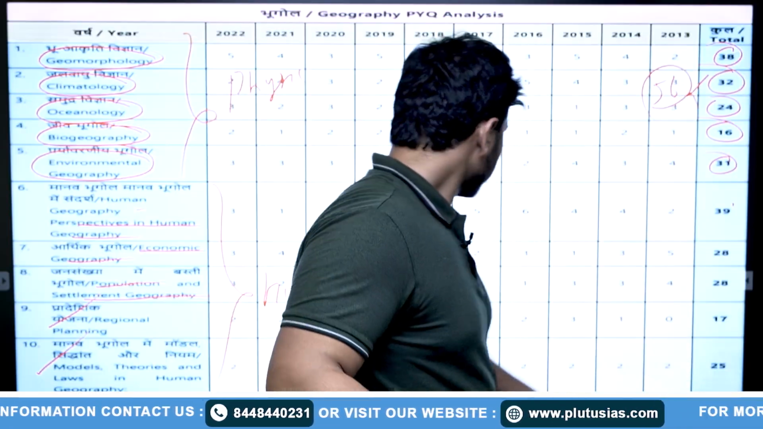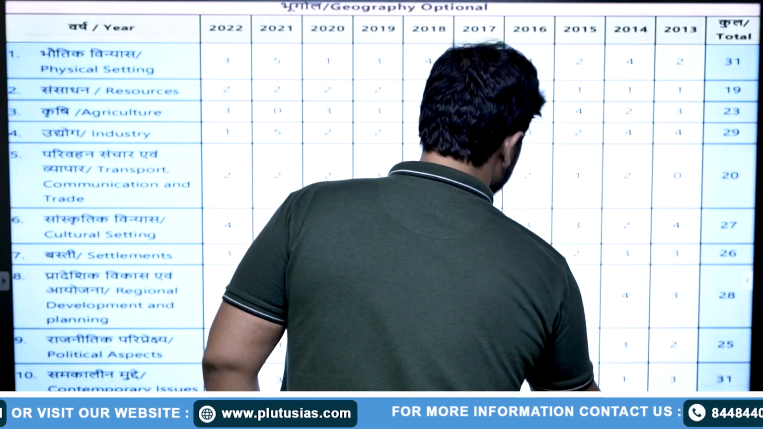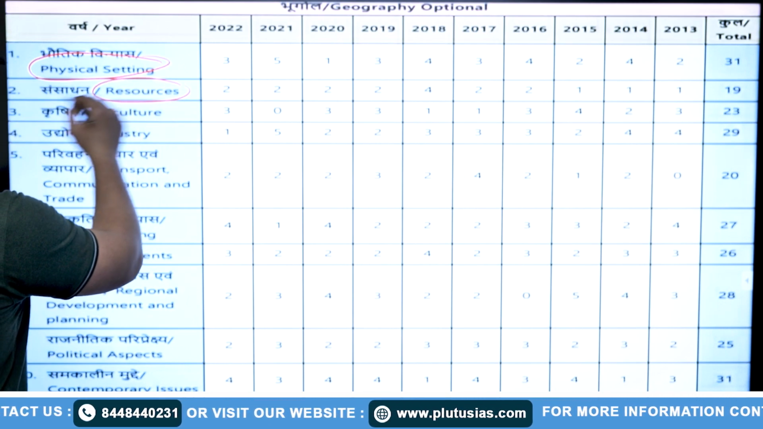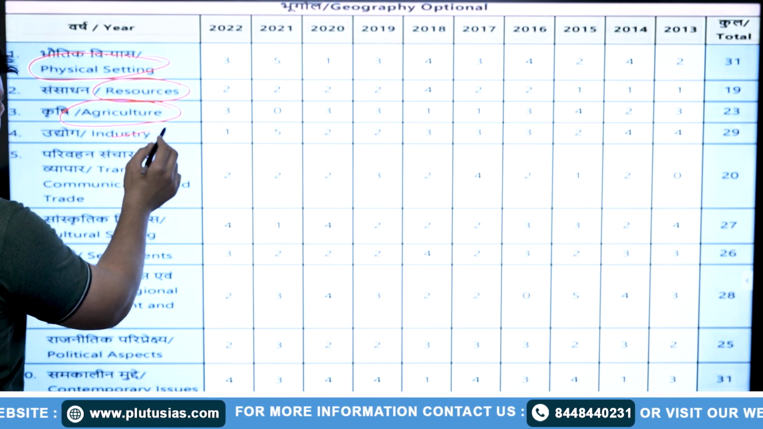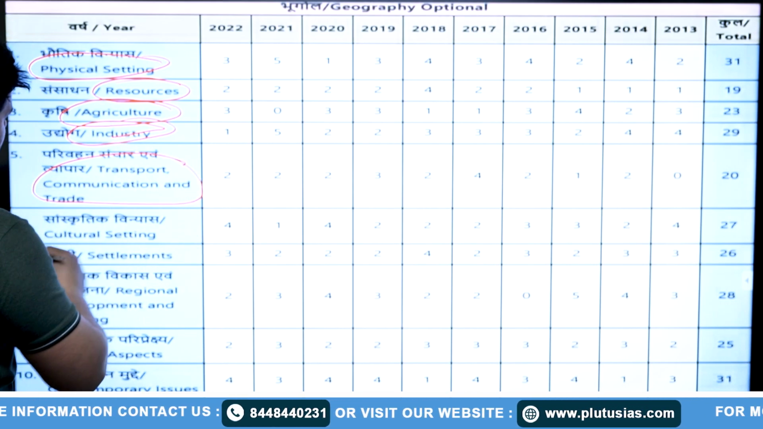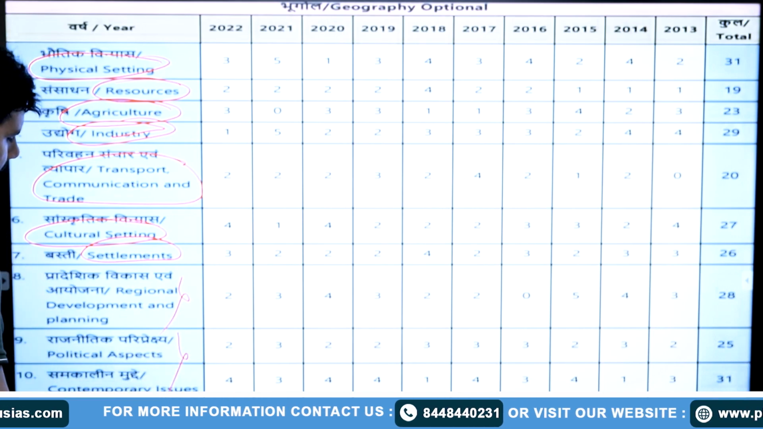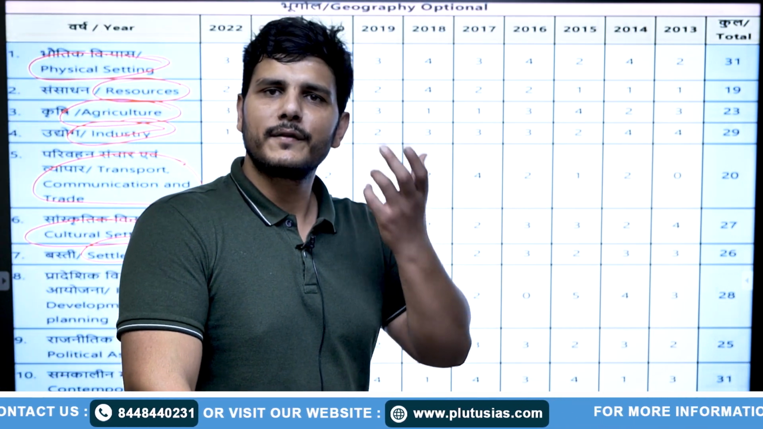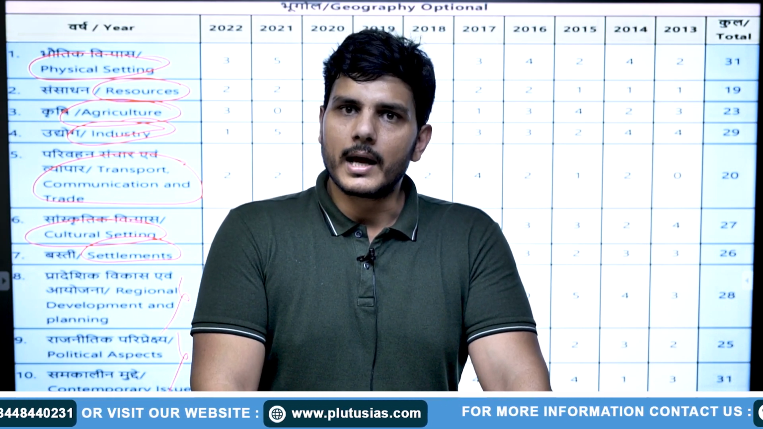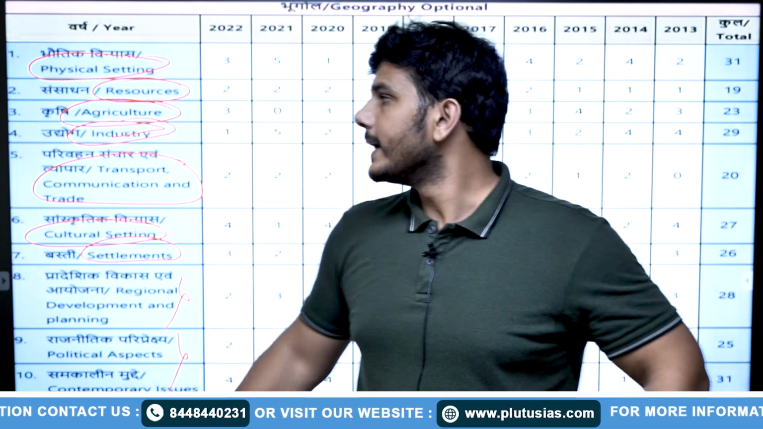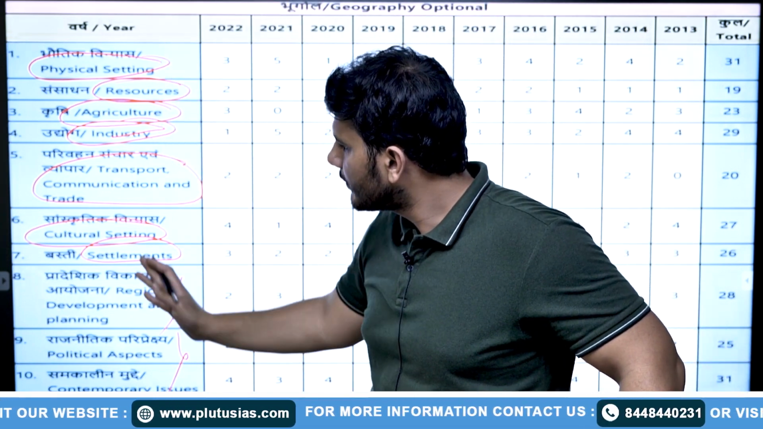Okay. So now this was paper 1. Then this is paper 2, where we have to study the physical setting of India, the resources of India, the agriculture of India, industry of India, transport, communication and trade, cultural setting, settlements, and regional development and political aspects. So you can see it is like a mirror effect of paper 1, but especially in the Indian context. So if you think that paper 1 and 2 are separate, no. In paper 1 it is more on the conceptual or comprehensive part, and you have to apply that knowledge in paper 2 also.